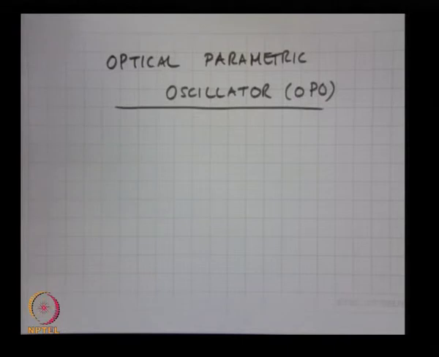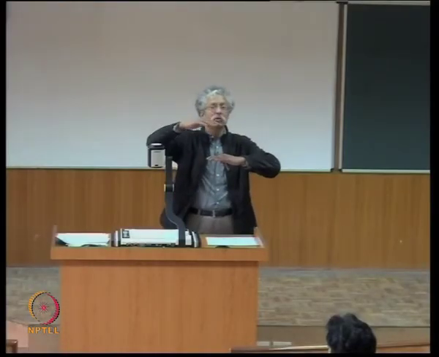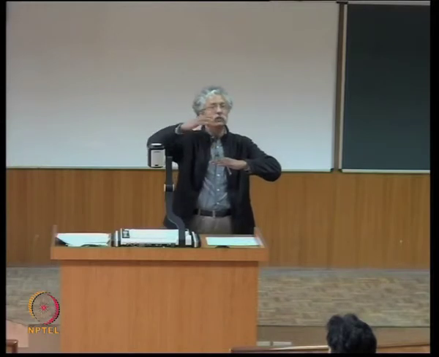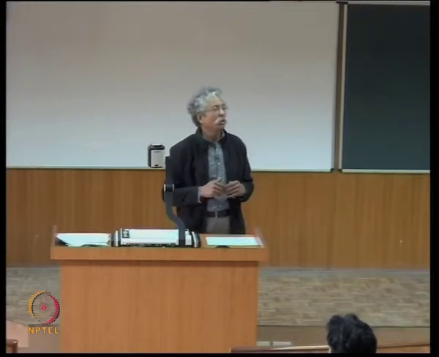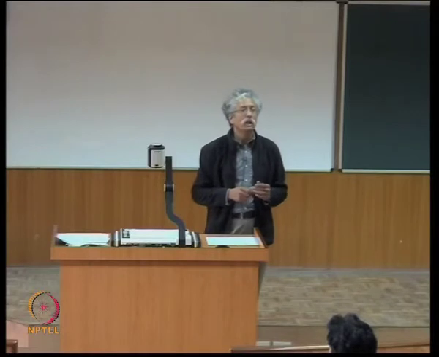This amplification is very similar to what you can achieve by using population inversion. In lasers, you have population inversion, which means you put more atoms in the excited state compared to the ground state. Then, because of more stimulated emission, the input light gets amplified and you make an optical amplifier. So this is another kind of amplifier.